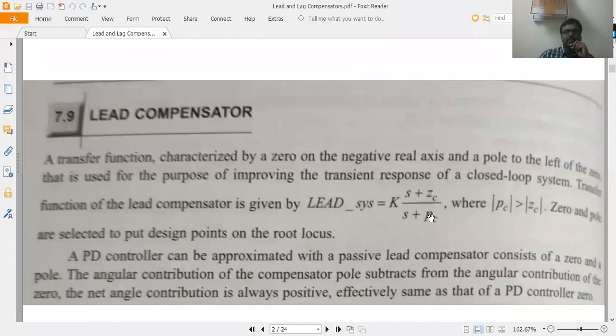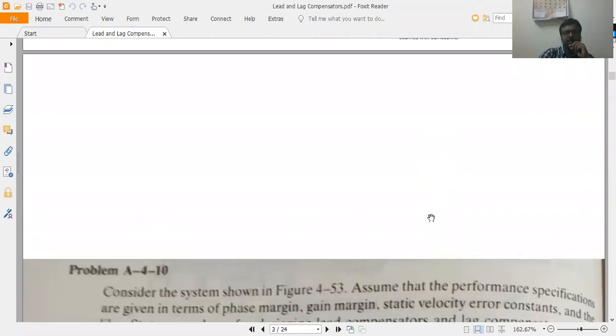Next we are going to enter into the design procedure for lag and lead compensators. Design procedures for lead and lag compensators.